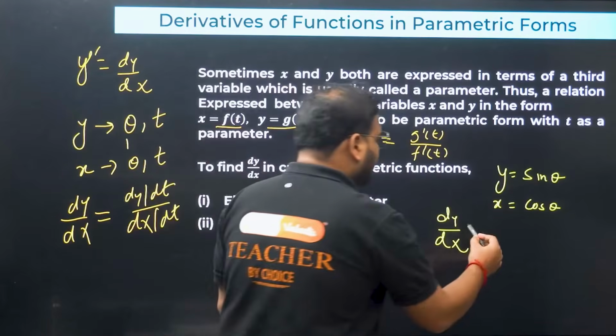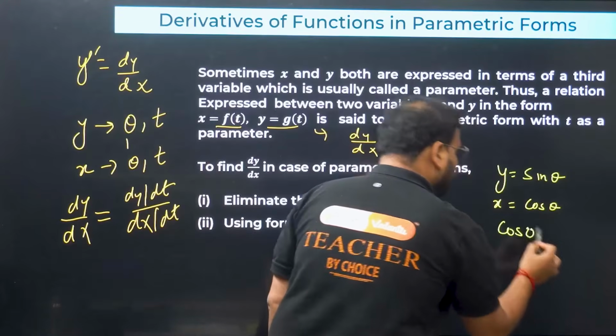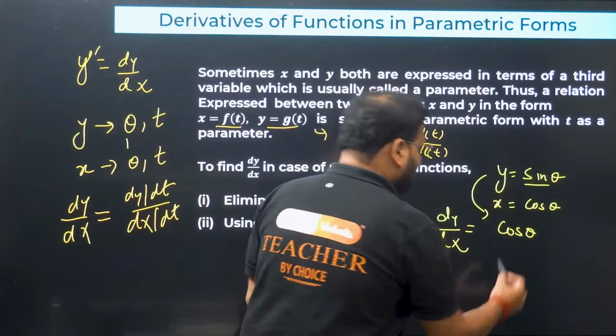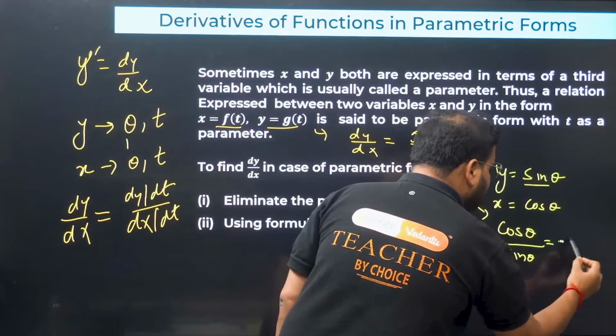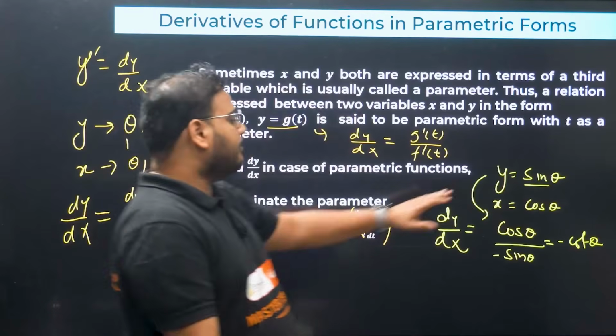Okay, then what you do? Differentiate sine with respect to, again, theta. You will have cos over there. Derivative of sine is what? Derivative of sine is cos theta. Okay, and divide that by derivative of cos, which is what? Minus sin theta. Your answer is what? Minus cot theta. So this is a derivative in the form of parameter theta.